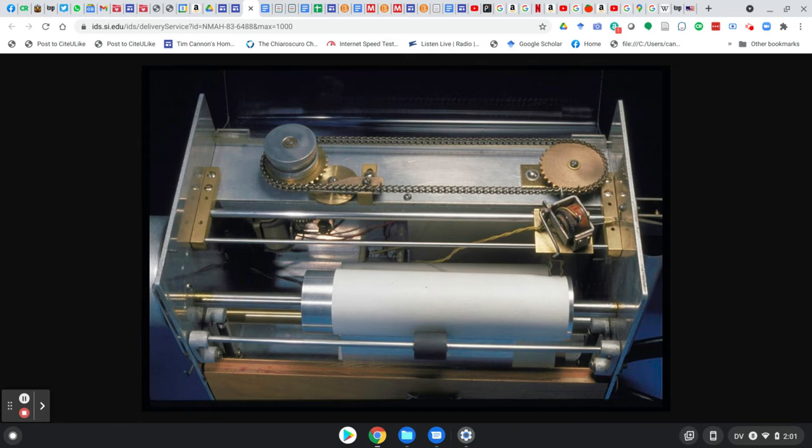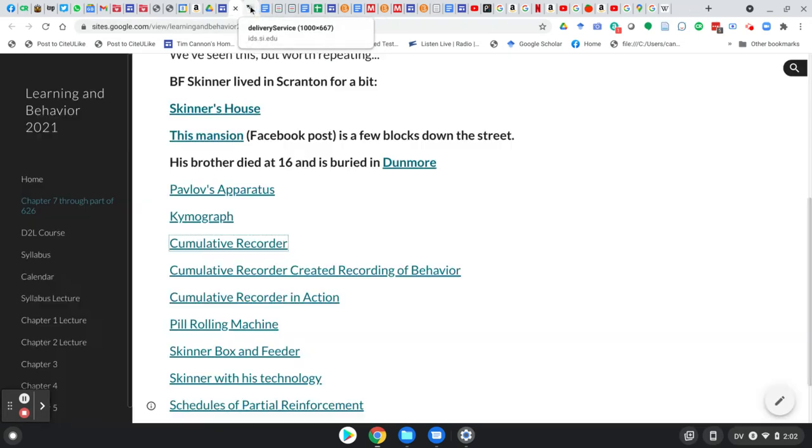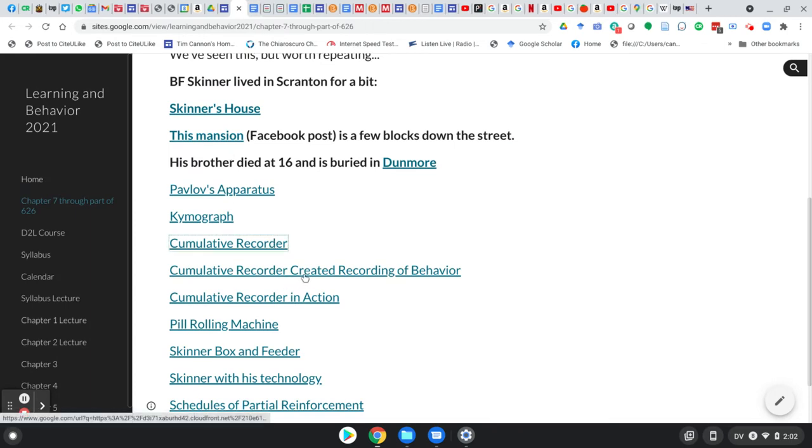This will make more sense as we see the product of this design. B.F. Skinner, by the way, invented this, and there was actually a company that he was involved with that marketed these things. And again, if we were in the department, I would go to the display case and I'd get this baby out for you. Okay. Now, here's the cumulative recorder in action. This has 2 pens.